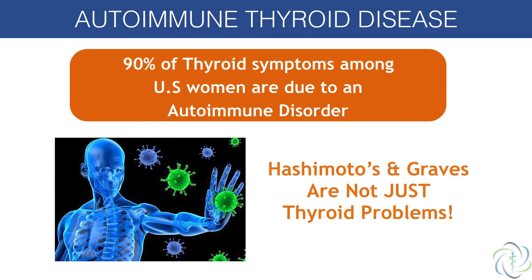In the US, the majority of thyroid symptoms among women are due to Hashimoto's thyroiditis. Now, it's important to remember that these are not just thyroid problems. These actually are problems of the immune system. Hashimoto's is the very first autoimmune condition that was recognized. In Hashimoto's, the immune system is generating antibodies that damage the thyroid gland, so it cannot work properly.